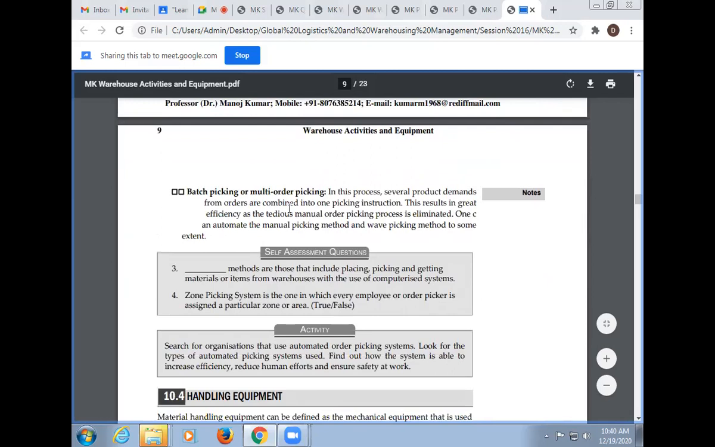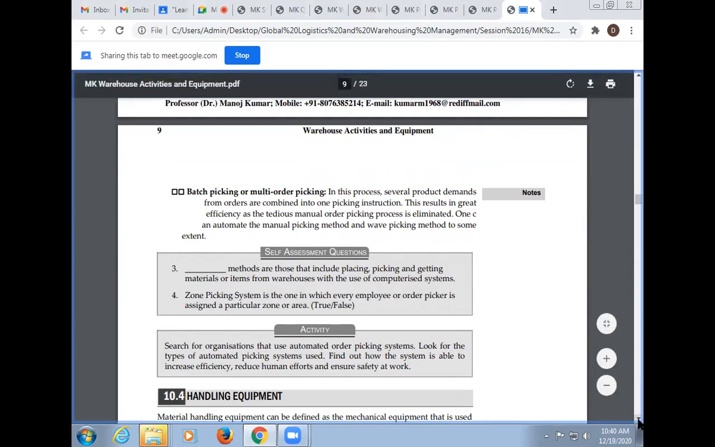Batch picking, or multiple order picking. In this process, several product demands from orders are combined into one picking instruction. This results in great efficiency as the tedious manual order picking process is eliminated. One can automate the manual picking method and wave picking method to some extent.